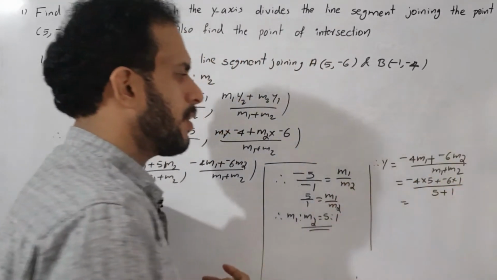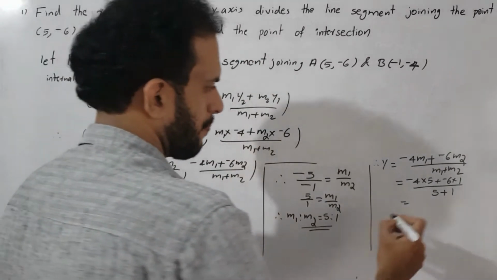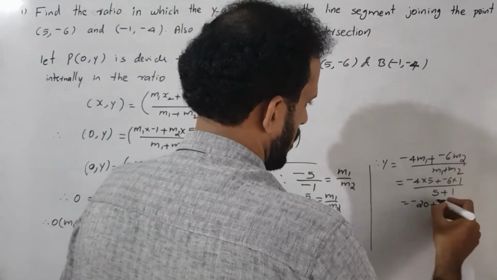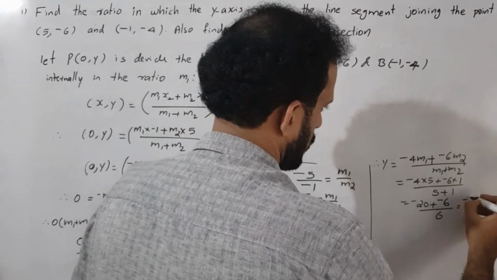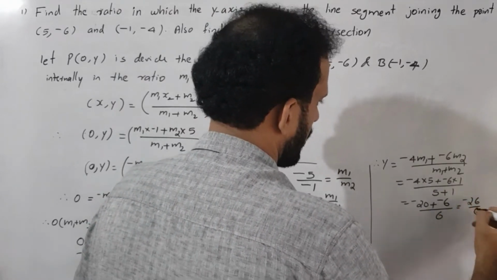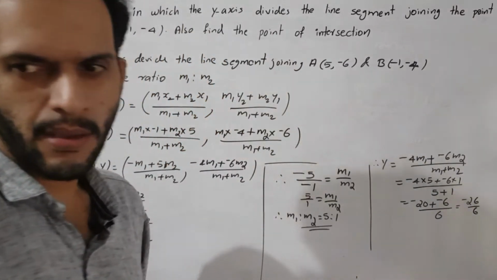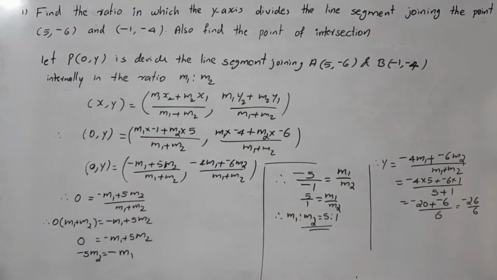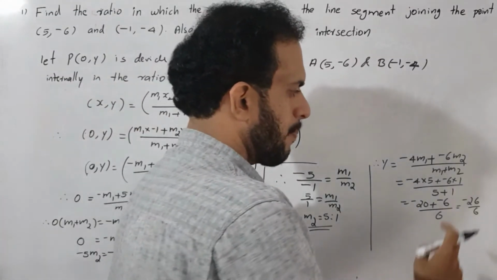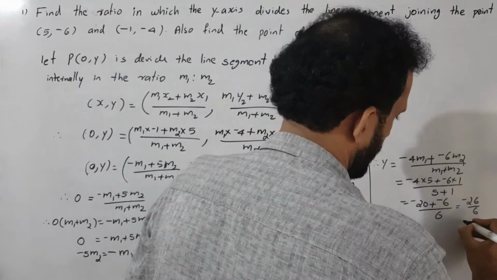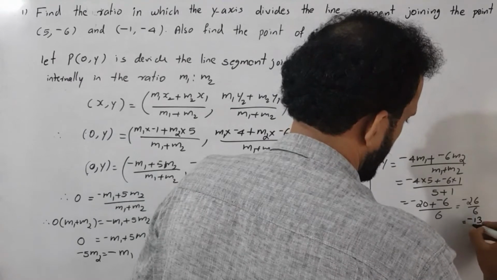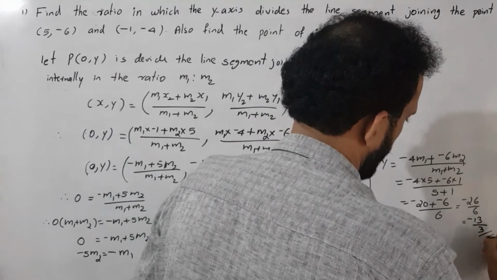Then minus 4 into 5 is minus 20. Minus 6 into 1 is minus 6, by 6. So minus 26 by 6, correct? Minus 26 by 6. Then what is minus 26 by 6? Both are possible to reduce by 2, correct? Then we reduce, and what do we get? Minus 13 by 3, correct?